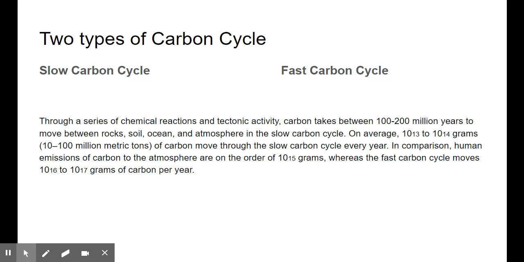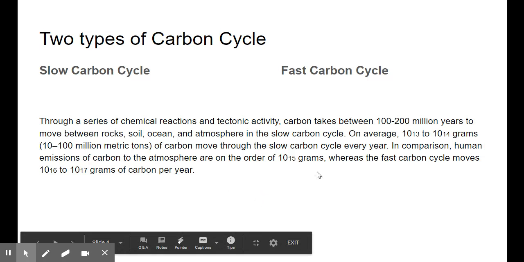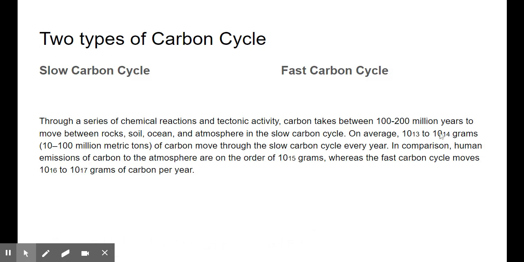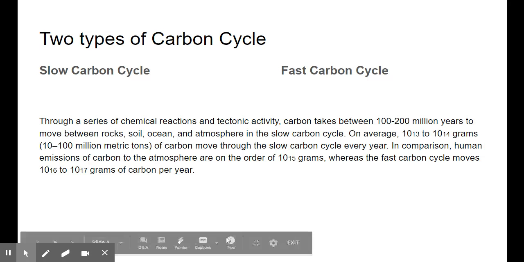In comparison, human emissions of carbon to the atmosphere are on the order of 10^15 grams, whereas the fast carbon cycle moves 10^16 to 10^17 grams of carbon per year. All right, so these would be exponents. You would take 10 times 10, 13 times, to get that number.